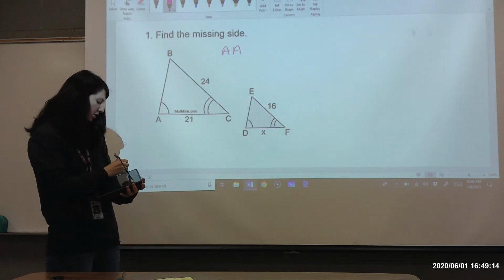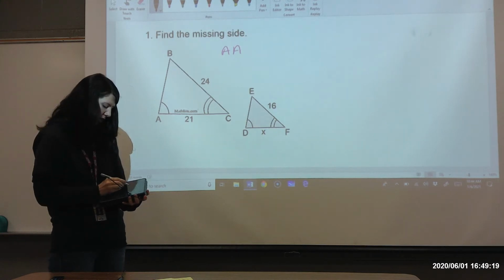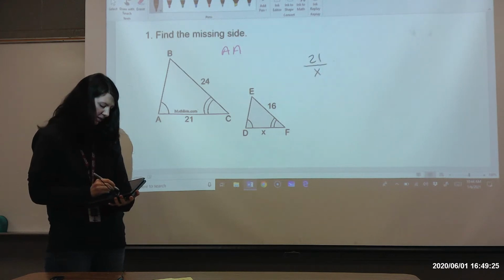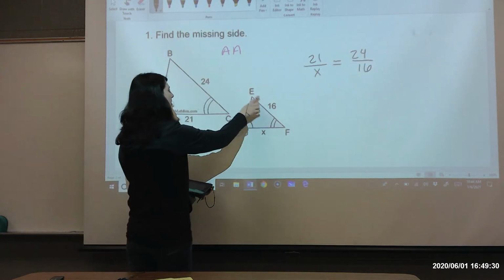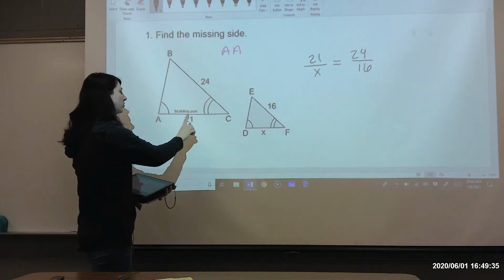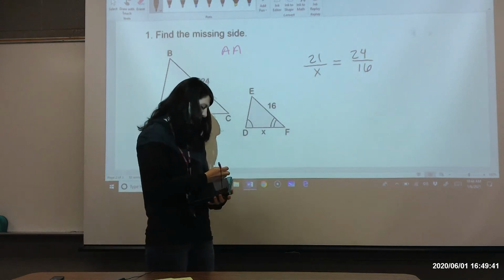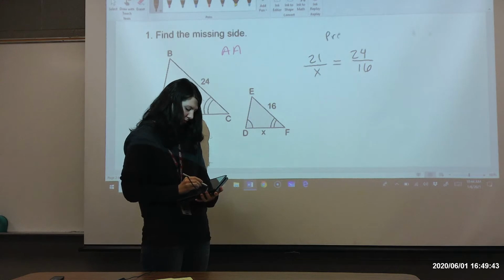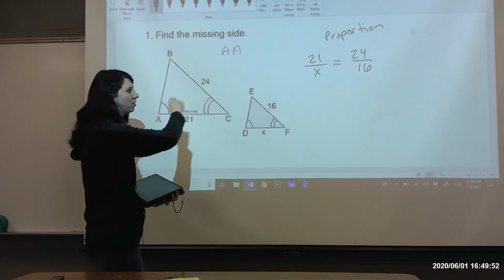I can set up a proportion because I know the sides are proportional. I know that 21 divided by x has to be the same number as 24 divided by 16. If I divide these 2, it gives me the scale factor, and if these are similar, the scale factor is the same. So if I divide these 2, it'll give me the same number. This is what we call a proportion: when we have 2 fractions set equal to each other. And we can use that to help solve for the missing piece.